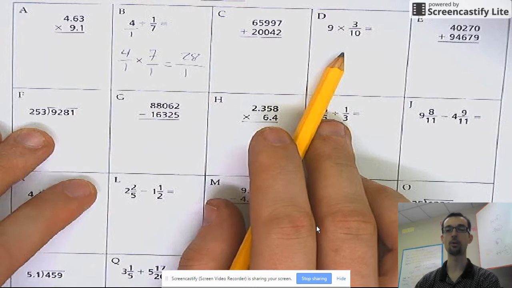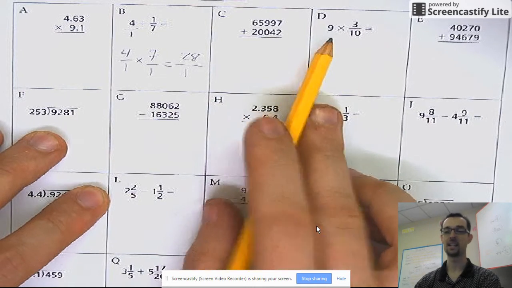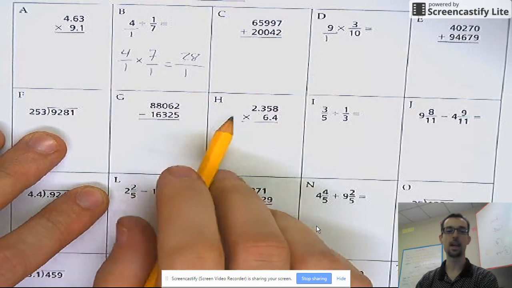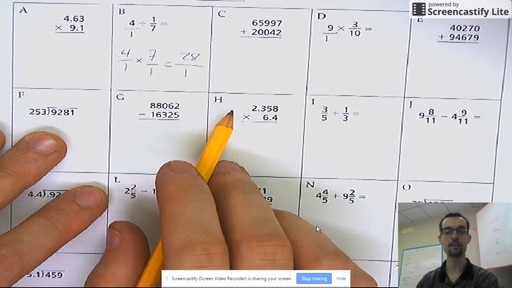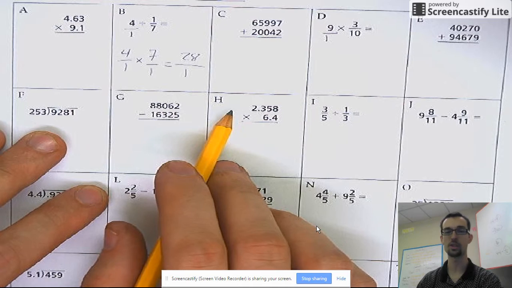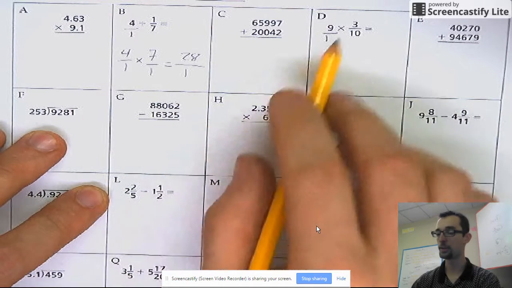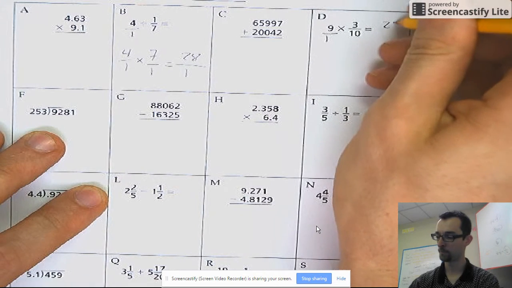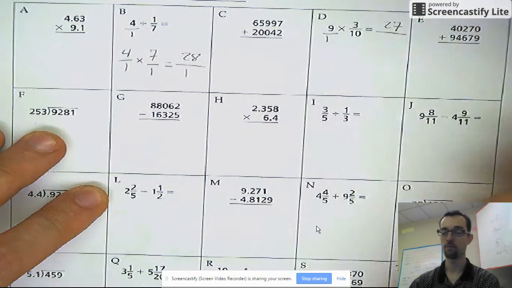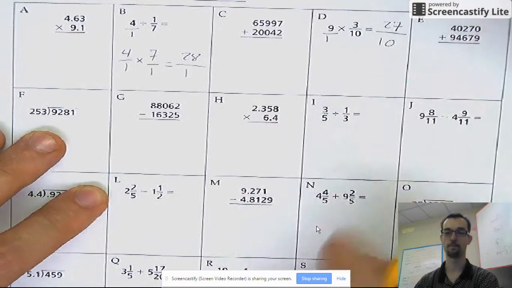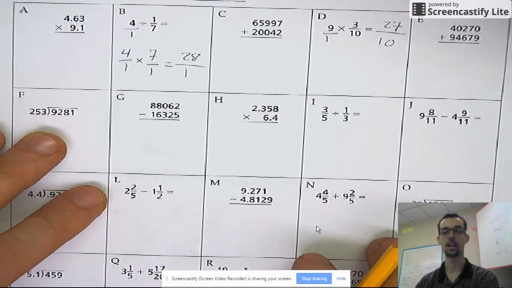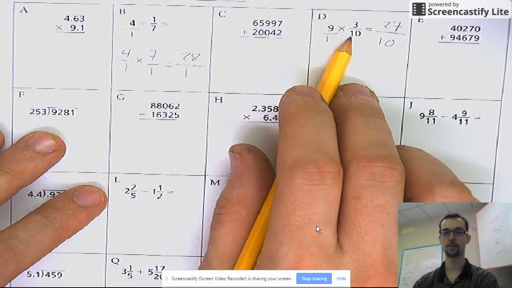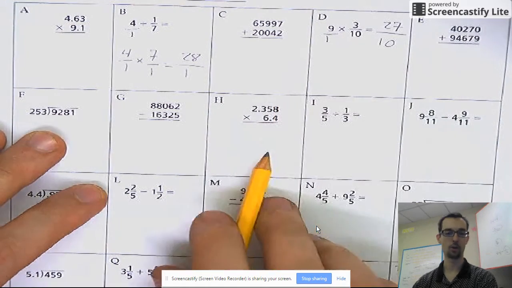D, all right, I'm multiplying two fractions. 9 is the same as 9 over 1. And I just multiply. And especially with this computation quiz, you don't have to simplify your answers. So as soon as you're done, right? I multiply my two numerators together. 9 times 3, 27. 1 times 10, 10. I'm done. Go on to the next problem. See, multiplication is super fast with fractions. I'm going to go on to the next fraction.